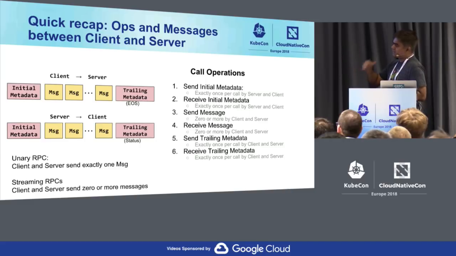Server to client initial metadata again has the same encoding type. If it's a unary RPC, the message contains the return value from the server. Trailing metadata contains the status, whether the RPC, the error code, if the RPC failed.